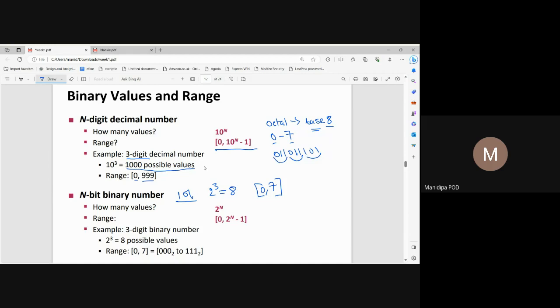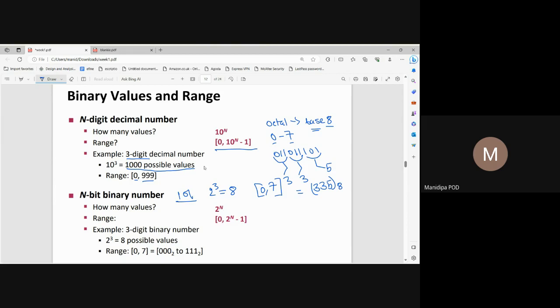Now we will individually find the equivalents of these groups. 101 in binary is how much in decimal? It is 5. 011 in binary is the decimal equivalent of 3, and here also 3. So the octal number here is 335. Okay, so you can recheck this.